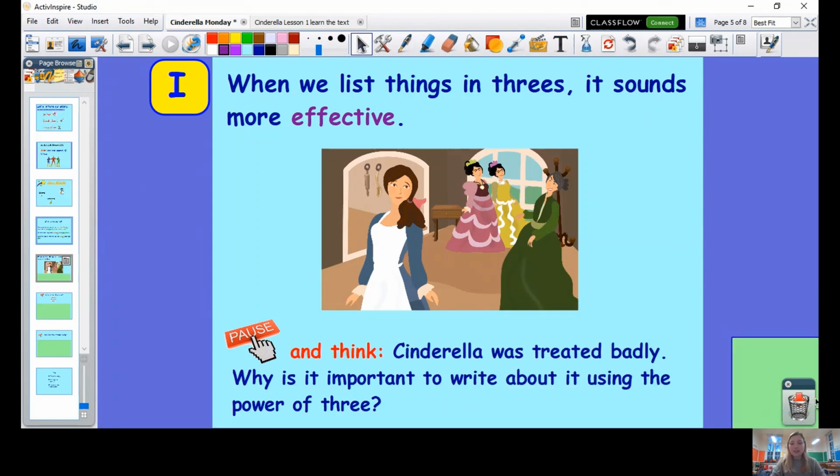I want you to have a think about this question. Cinderella was treated badly. Here we have a picture of her being treated badly by her wicked stepmother and ugly stepsisters. So why is it important that we write about this using the power of 3? Why is it important that when we write about the fact that she was treated badly, we use 3 things? Pause me, and when you're ready, play.